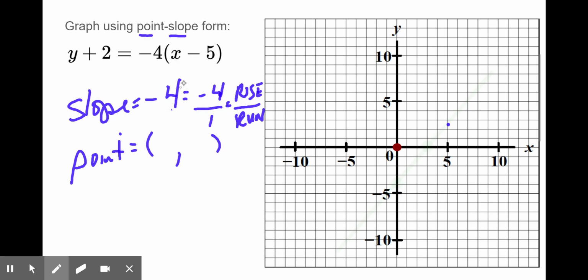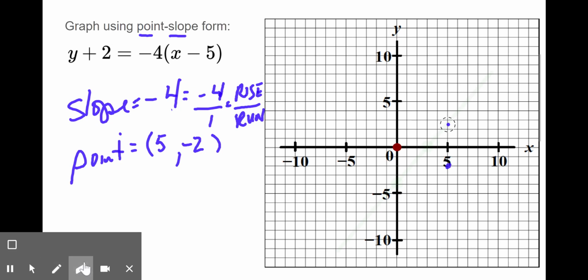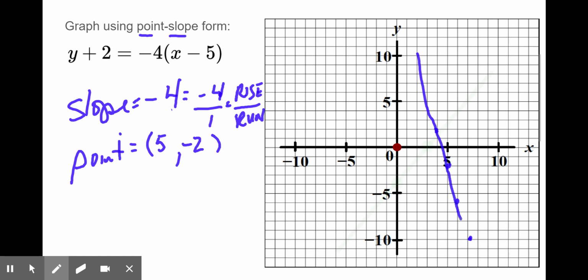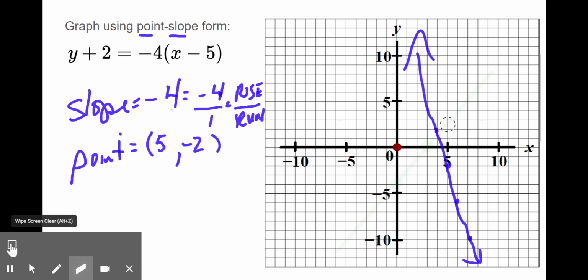All right, and now my point, remember, it's opposite. So instead of minus 5 for x, it's going to be positive 5. Instead of positive 2 for y, it's going to be negative 2. So I'm going to go over to 5, down 2. Oh, man, let me erase this point. That's here. It doesn't belong there. And make my point. And now I'm going to go down 4, 1 to the right, down 4, 1 to the right, or I could go up 4, 1 to the left. Connect all the points, and you have your line. Okay, that's it.